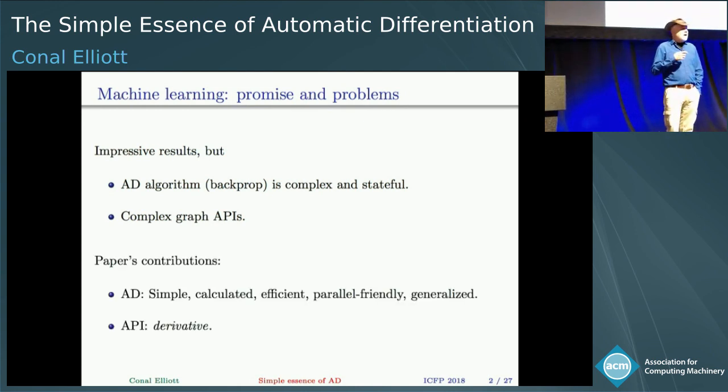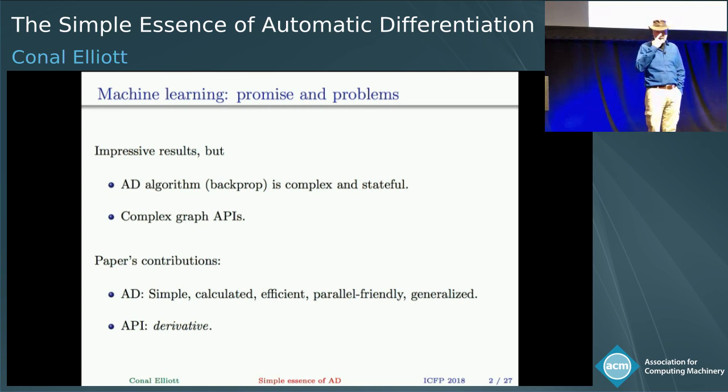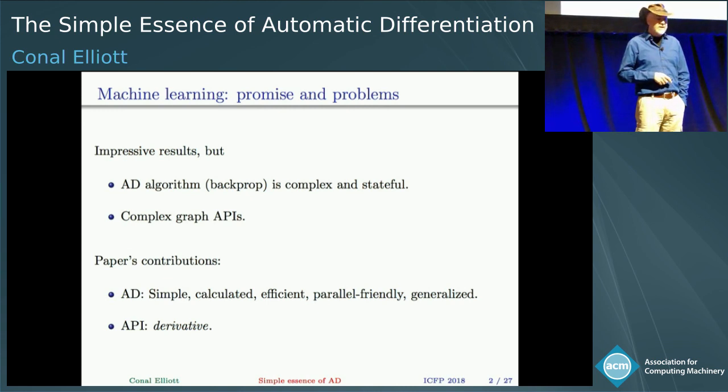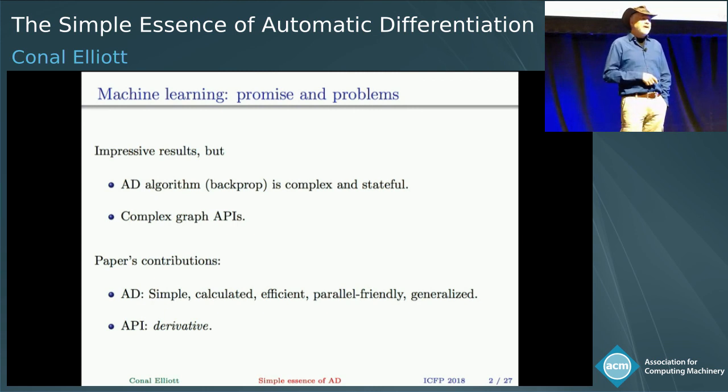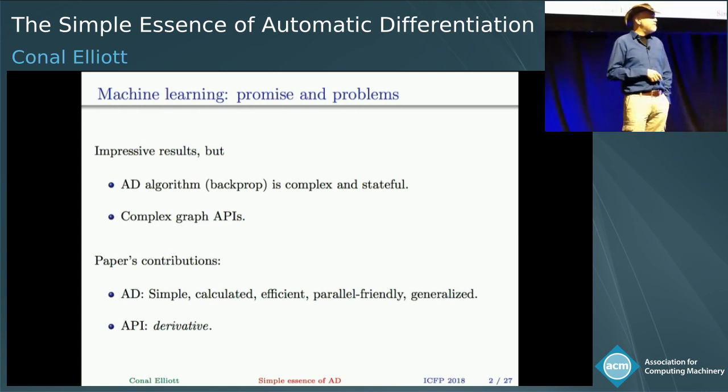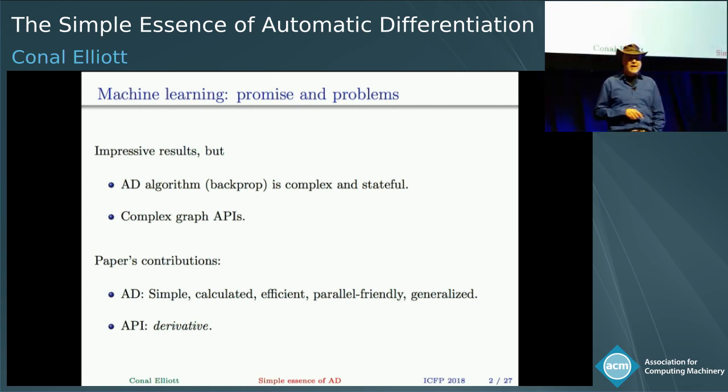First, a small collection of AD algorithms that are quite simple, in great contrast to the literature and to popular use. These algorithms are calculated from very simple specifications. I think you'll find them quite natural. They also seem to be very efficient in time and space. I don't have measurements to back that up; that's my personal impression. They're intrinsically parallel friendly, in part because they're purely functional. They're not imperative at all. And then secondly, rather than a complex graph API, the programming interface is simply differentiation itself. As I said, we already have ways to talk about computable functions.